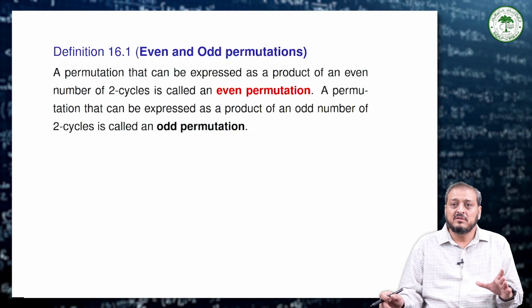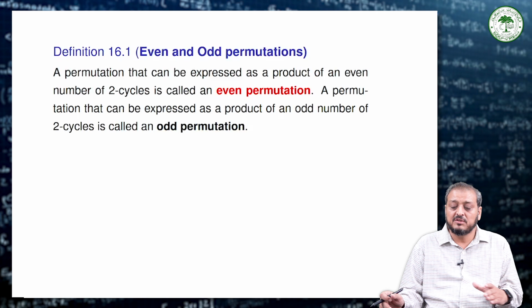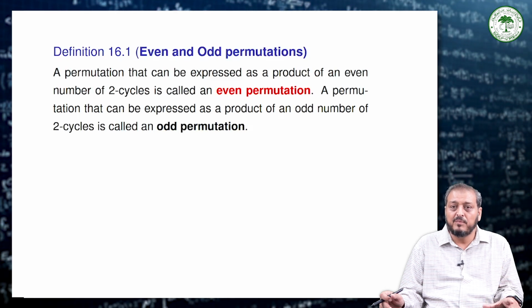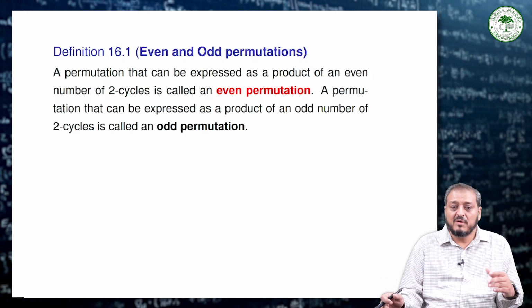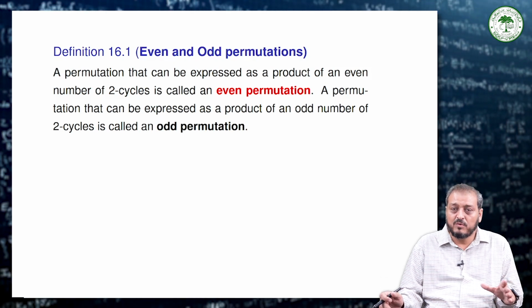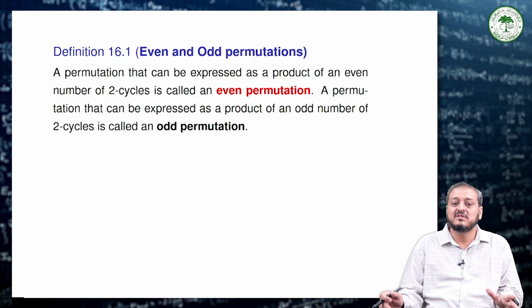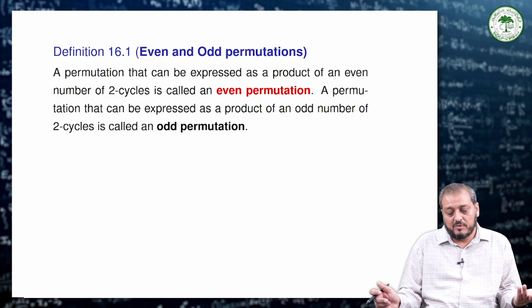A permutation that can be expressed as a product of an even number of two-cycles is called an even permutation. A permutation that can be expressed as a product of an odd number of two-cycles is called an odd permutation. Very simple.